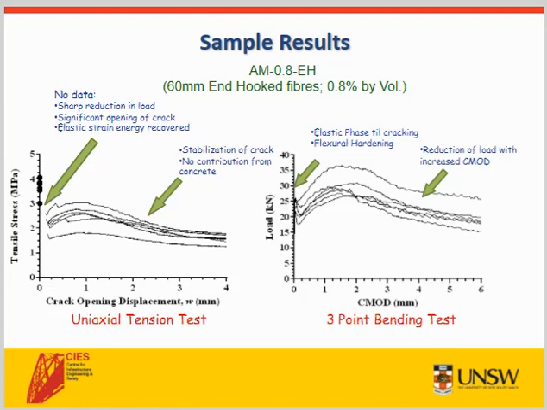In the prism bending test, we had an elastic phase up until cracking, which was then followed by some flexural hardening, and then finally a reduction of load with increased CMOD. Again, this is what we expect from a softening material.